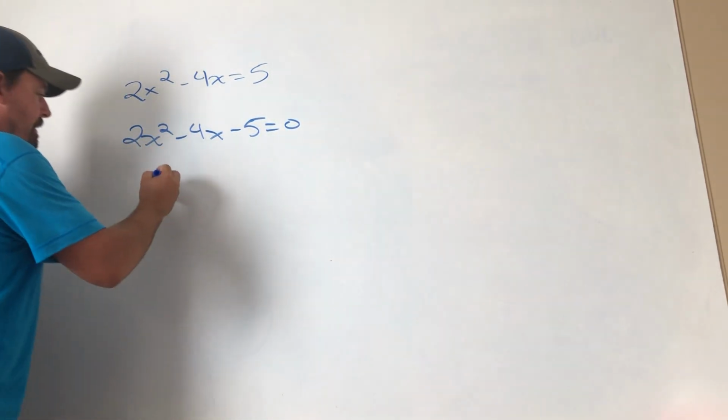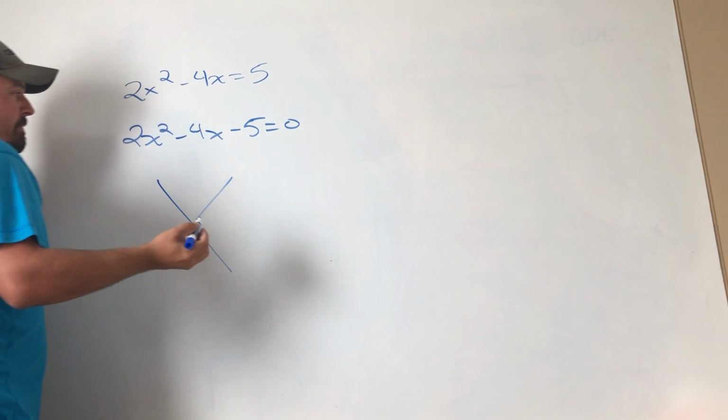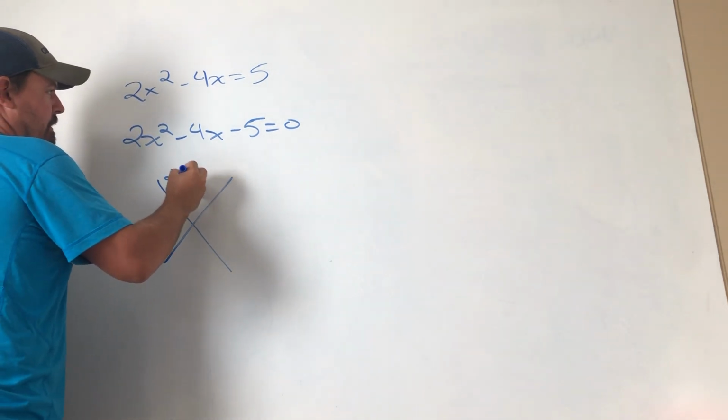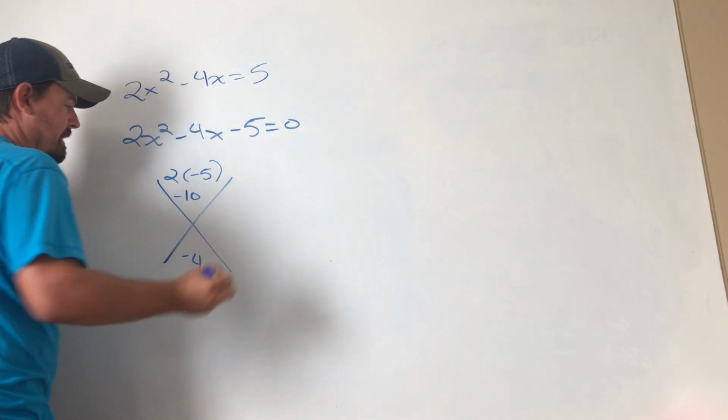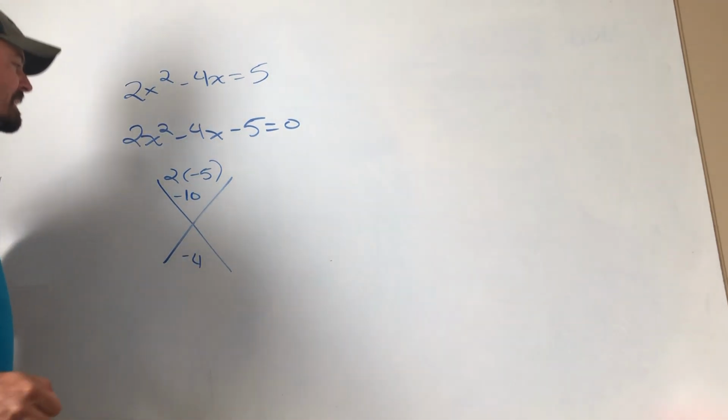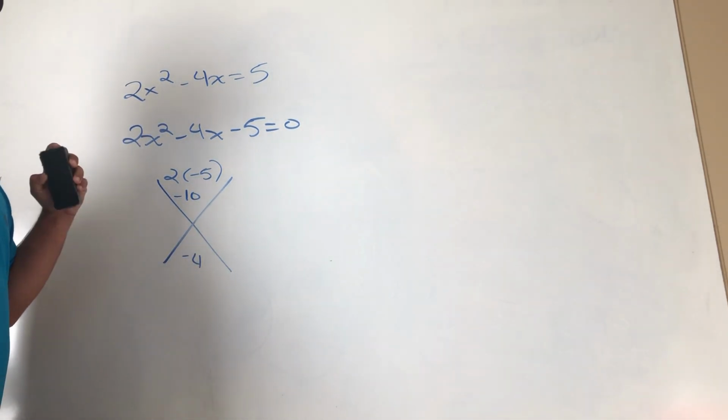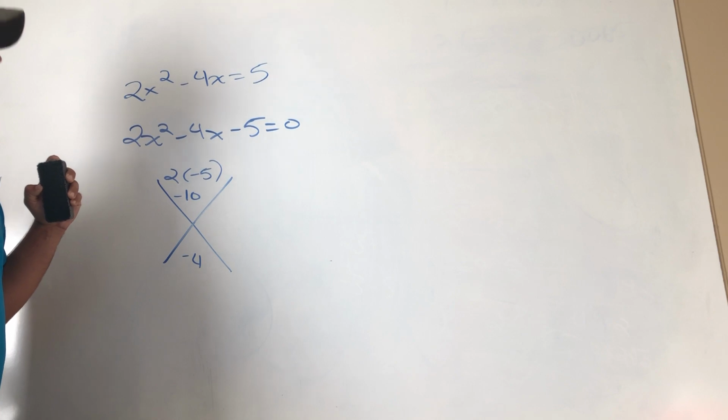Now I do have a few of you probably wondering, why can't I just go ahead and try to factor this? You can if you want to. You can say 2 times negative 5 and a negative 4. That's going to give me a negative 10. I need two things to multiply to negative 10 and add to negative 4. I got 10 and 1, 5 and 2. And that's really all I got.